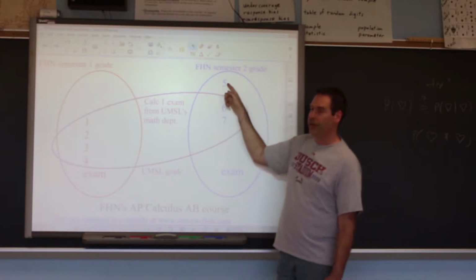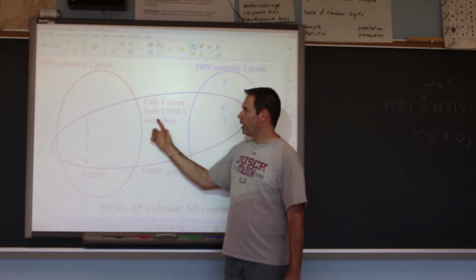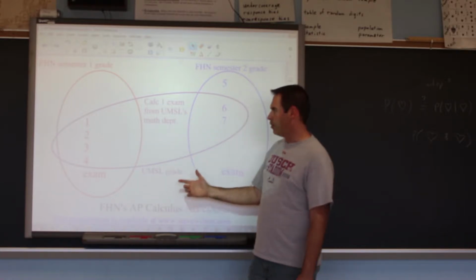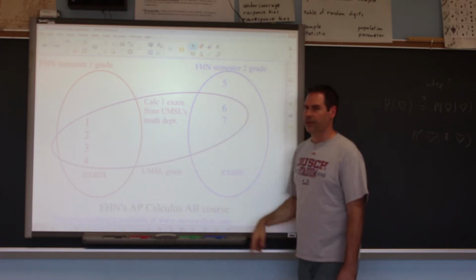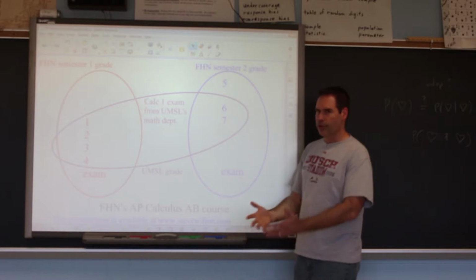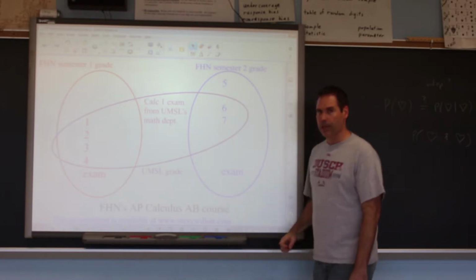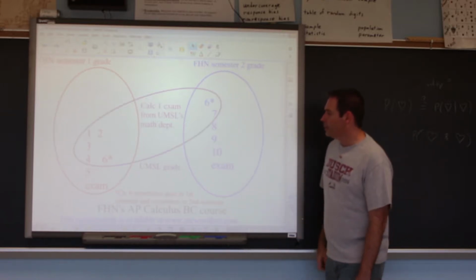But because Chapter 5 is not something that UMSL covers, to calculate UMSL's grade, we take the Calc 1 exam from UMSL's math department, these first 4 chapters from the first semester and Chapters 6 and 7 from the last semester, average all that together, and that's the course grade that a student gets if you're taking the Calc AB course. That's how the UMSL course grade is determined.